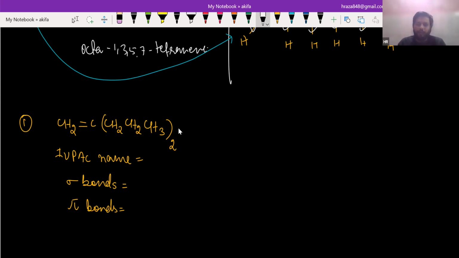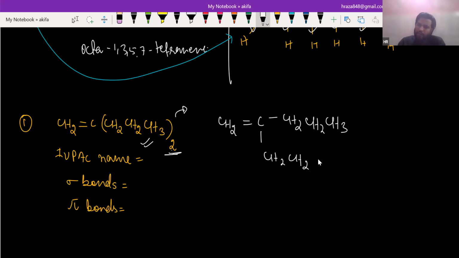Whenever the question is like this, and you have to solve the IUPAC nomenclature, don't do it like this. You just need to open it so the answer will be correct, because it will be clearer to name the IUPAC of this compound. You can see here it is twice. That means CH2, CH2, CH3 the first time, and the second time CH2, CH2, CH3. Now can you name this?